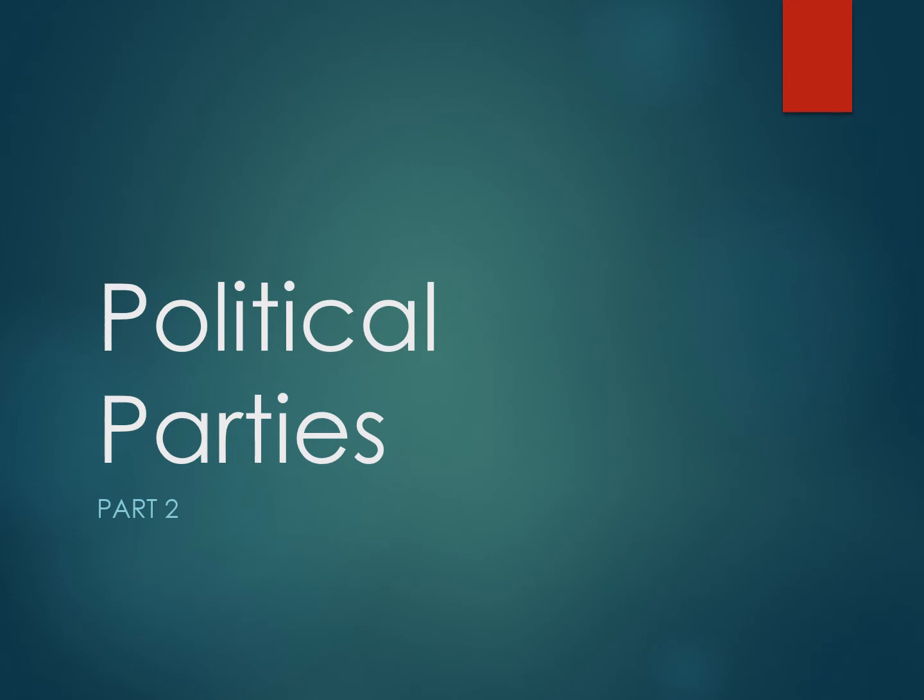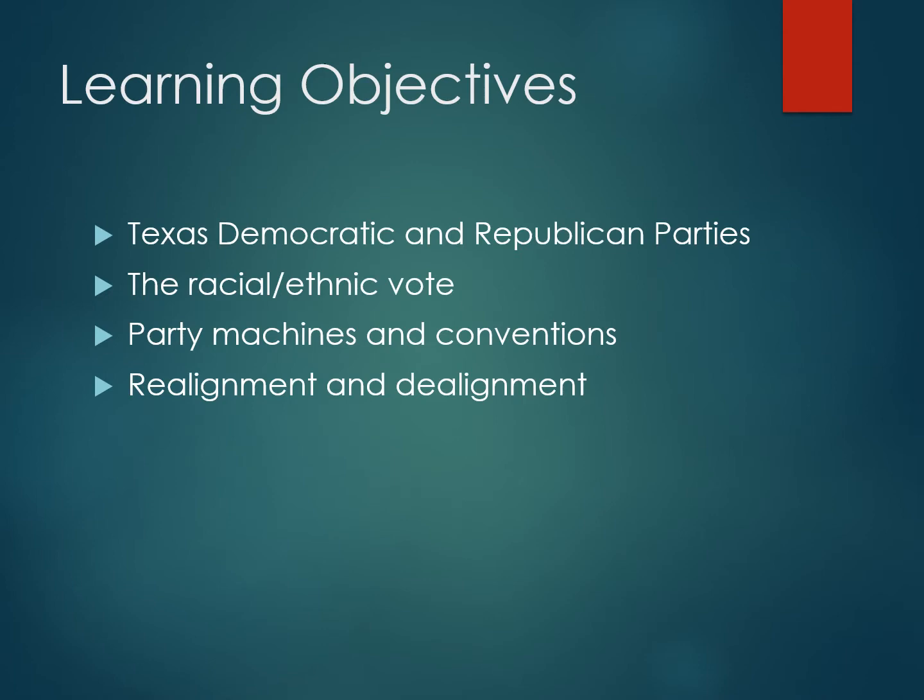Okay, so we're continuing on with political parties, and this is part 2 of chapter 5 on political parties. The learning objectives in this chapter: we covered the ideologies in the last part. Now I'm going to be bringing them together in what it's like for the Democratic and Republican parties in Texas. So we're focusing on Texas.